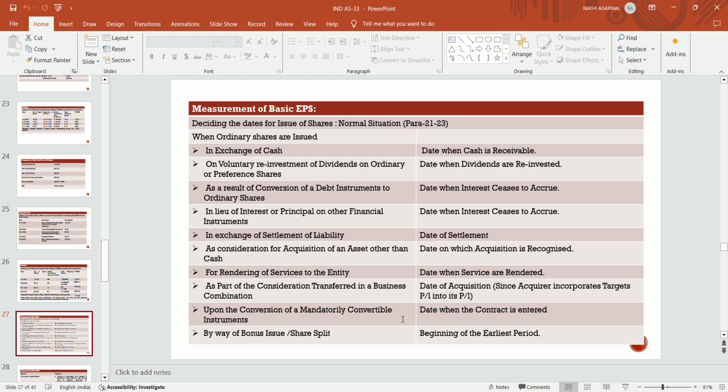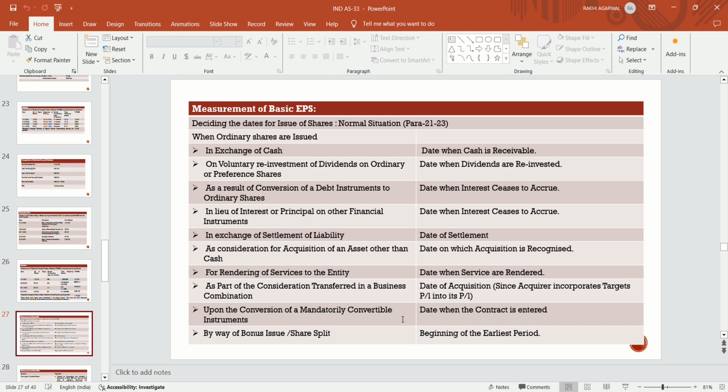The date when interest ceases to accrue, if the ordinary shares are issued in exchange of principal or interest on other financial instruments. When ordinary shares are issued in exchange for settlement of liability, if any liabilities are there that an entity wants to settle by issuing its shares, the date of issue is the date when settlement is happening.